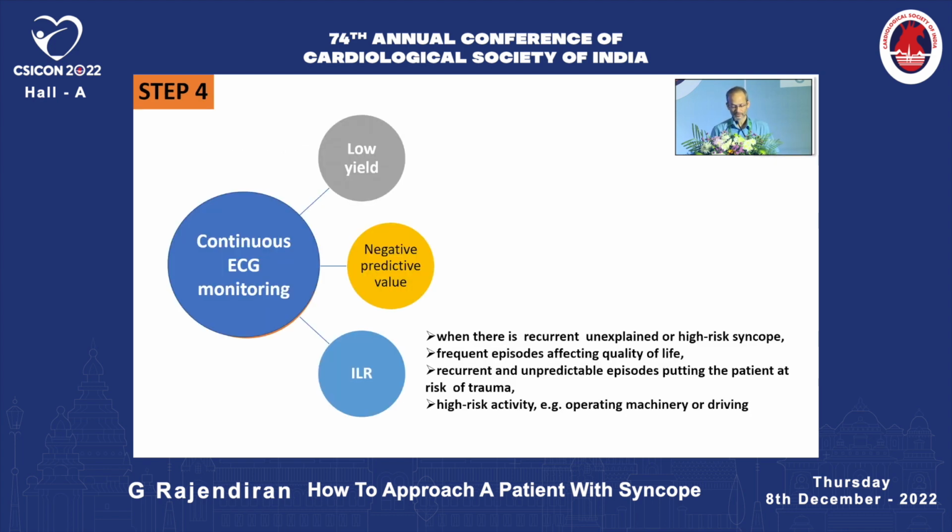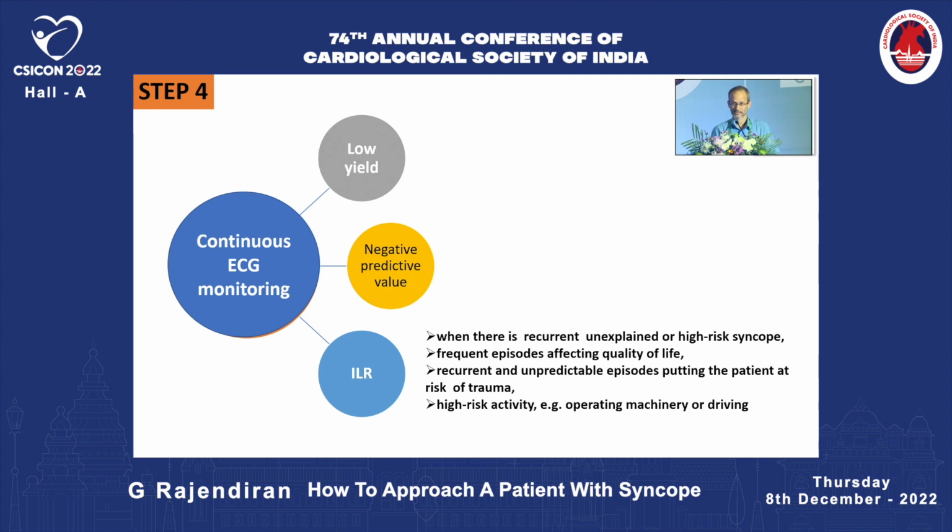Well, the fourth one which we are all fancied about is about the other investigations which we do, and the commonest one which we ask for is a continuous ECG monitoring. Unless there is a definitive substrate for an arrhythmia or a history suggestive of arrhythmia, using a routine Holter monitoring is of low yield. I've written the second one as negative predictive value.